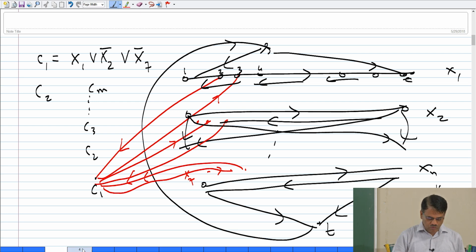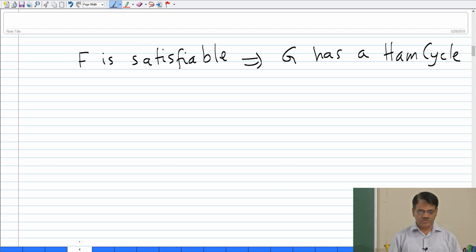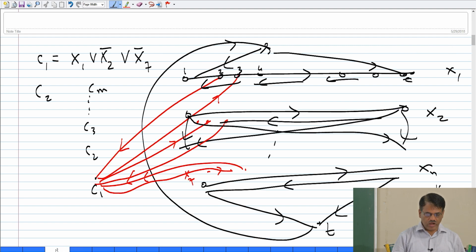So now, one direction of the proof: if f is satisfiable, what does that mean? There exists some assignment for x1, x2, ..., xn such that every clause is satisfied, right? Good. So now here is my Hamiltonian cycle. I will start from S, and then what do I do? There is some assignment. That assignment tells me x1 is 1, x2 is 1, x3 is 0, x5 is 0, and so on. Somebody has given me that assignment. Now, based on the assignment, I am going to give you a directed Hamiltonian cycle.